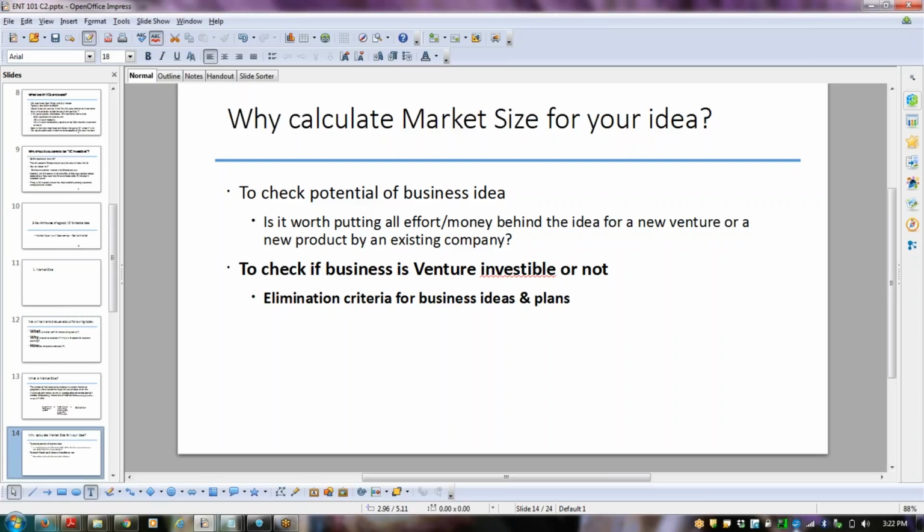So the point I'm saying is that once you evaluate the market size, if you see that the market is increasing its size, then you realize that you're on to something big. That assessment you can do when you come up with the market size.